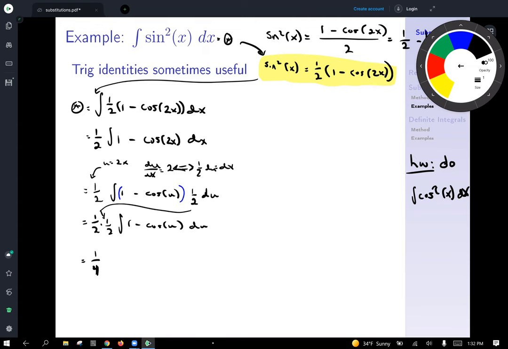All good. What do you want to do? What is the integral of 1 minus cosine u du? Well, what about that 1? What's the integral of 1? What? Well, what is the integral of 7 dx? What has derivative 7?